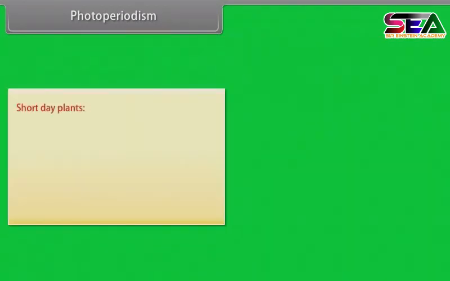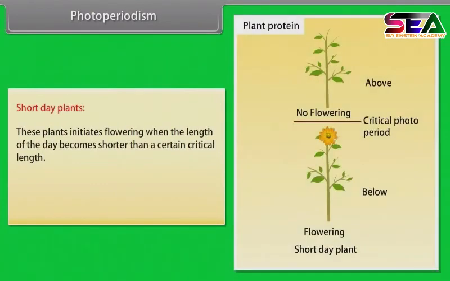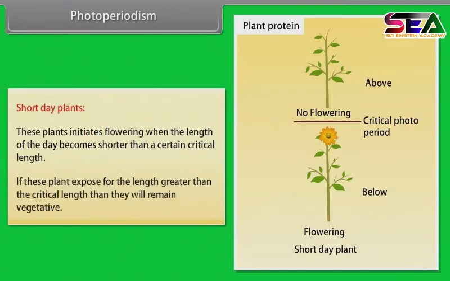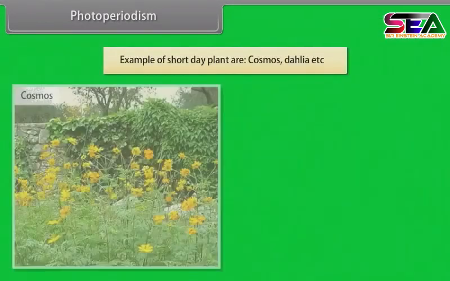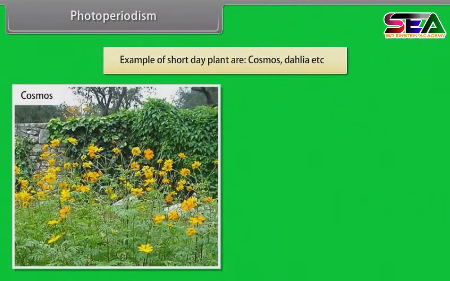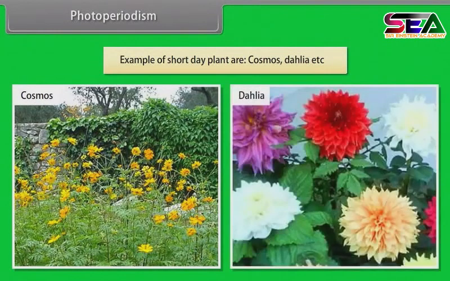Short day plants. These plants initiate flowering when the length of the day becomes shorter than a certain critical length. If these plants are exposed to a length greater than the critical length, then they will remain vegetative. Examples of short day plants are Cosmos, Dahlia, etc.